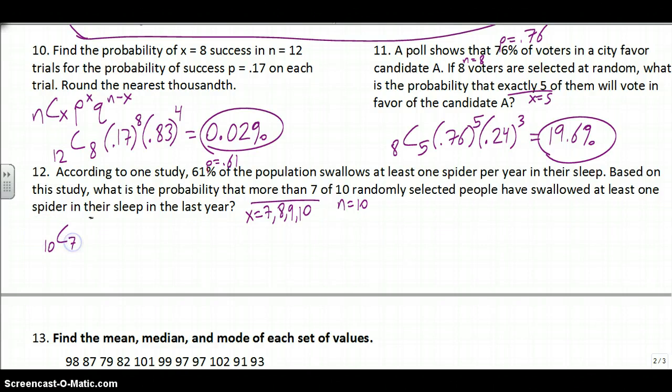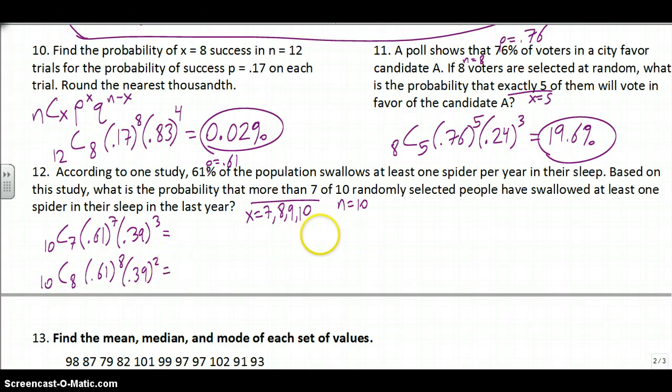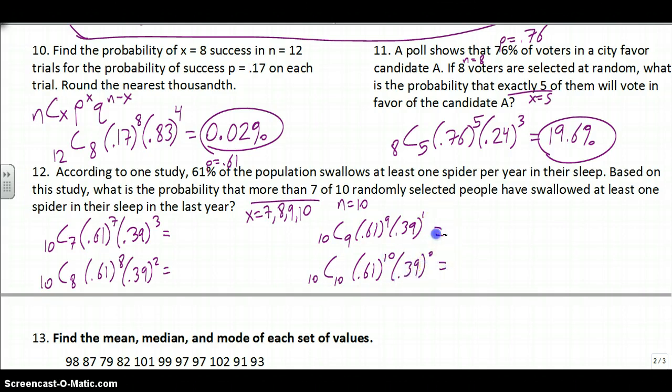10 combination 7 times 0.61 to the 7 times 0.39 to the third. That gets you the first one. 10 combination 8, 0.61 to the 8, 0.39 squared. I'll give you the second one. You do the same for 9. That'll be to the first power. And then you do 10 combination 10, 0.61 to the 10, 0.39 to the 0. You get all 4 of these, and then you're going to add them.